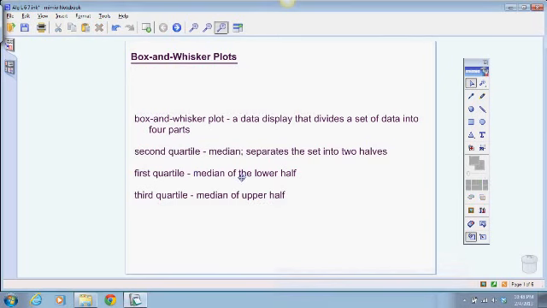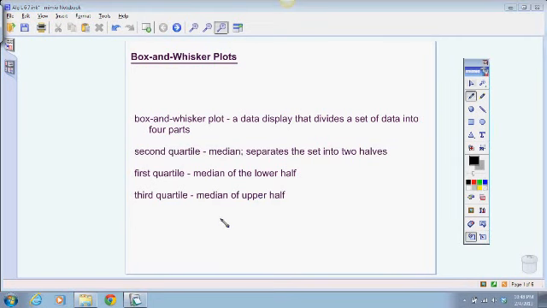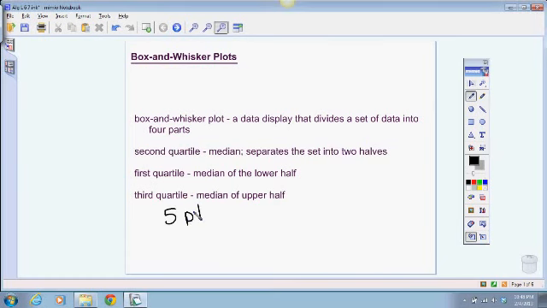The first quartile is going to be the median of the lower half. So once you break it up into 2 halves, you're going to find a median again of just the first half, and then a median of the second half, the upper half. When you plot box and whisker plots, and we'll do an example and this will make more sense, you're going to be looking for 5 points. Your first, second, and third quartiles.